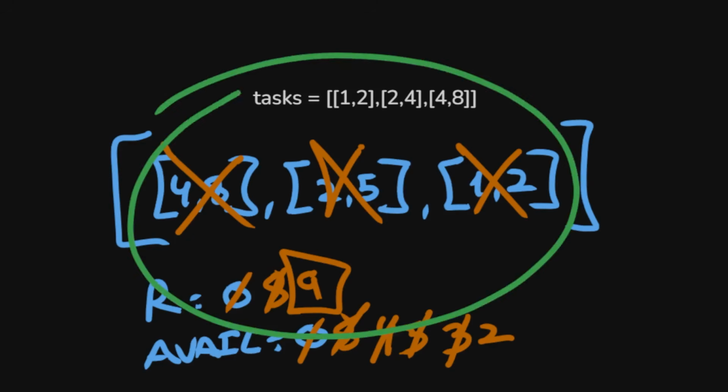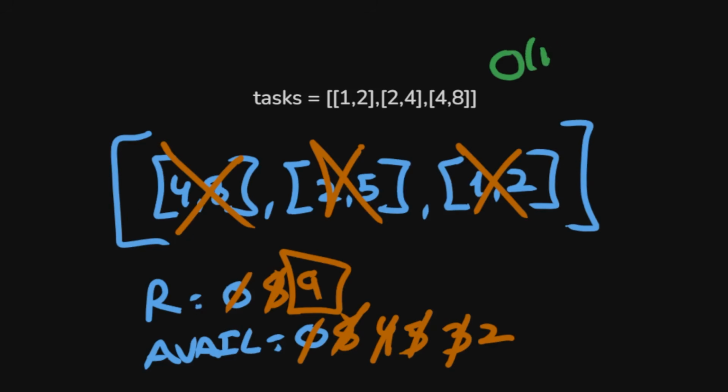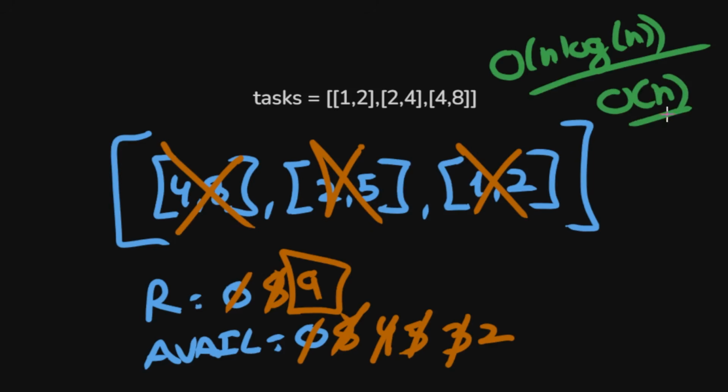Time complexity for this approach is big O of n log n, because we have to sort tasks. And space complexity is big O of n because that's the required space for sorting in Python. So now let's see how to code this up.